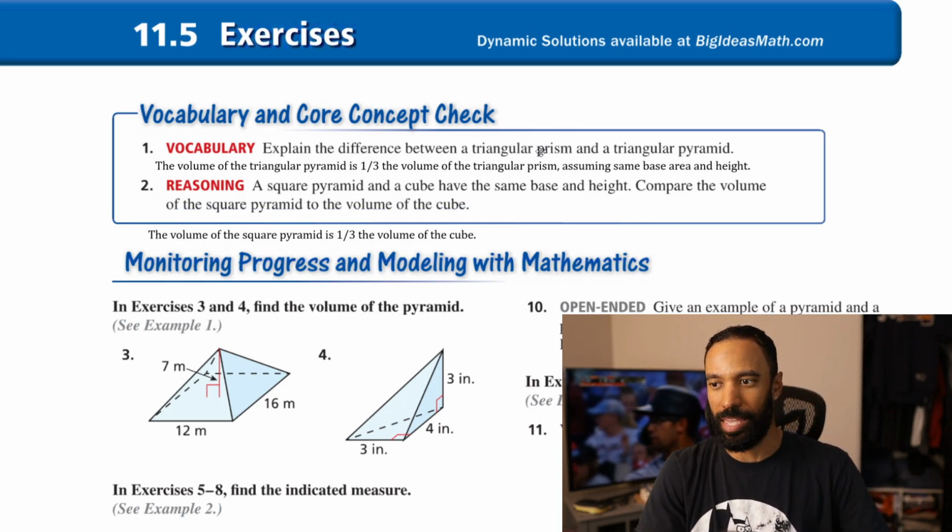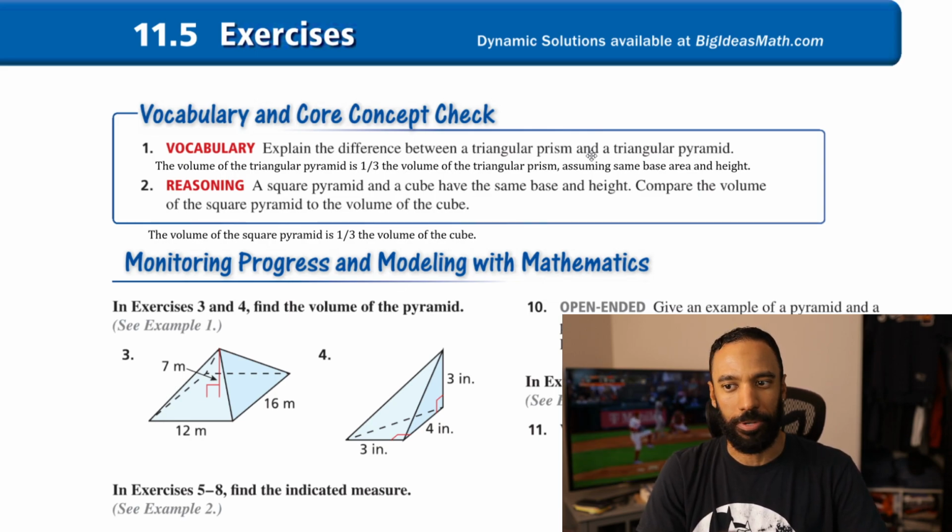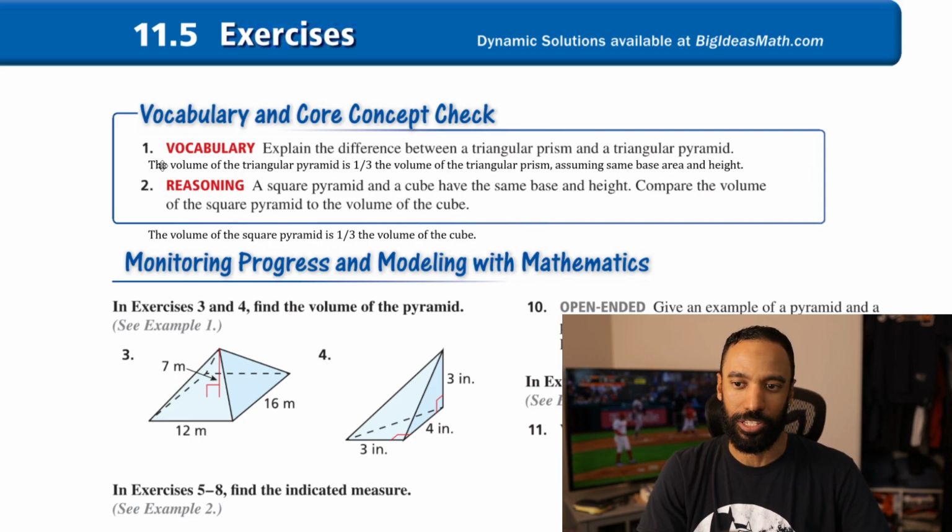I mean, a triangular prism is a prism. A triangular pyramid is a pyramid. Both with triangular bases. So I probably have a wrong answer for the first one, but I stated some other things out loud I hope you can read into.